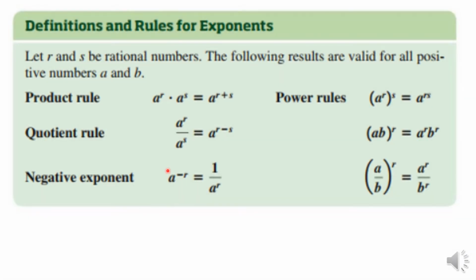Here's a summary of the rules for all the exponents that we've studied now, including the negative exponents. And here r and s represent rational numbers, so these are the rules that we follow for all of those. You want to commit these to memory.